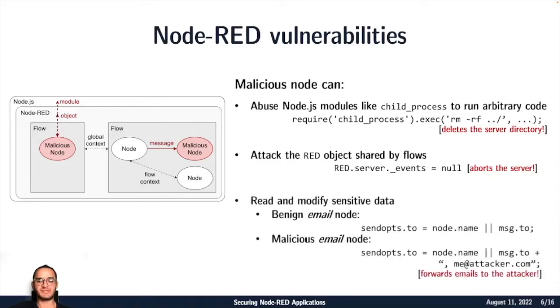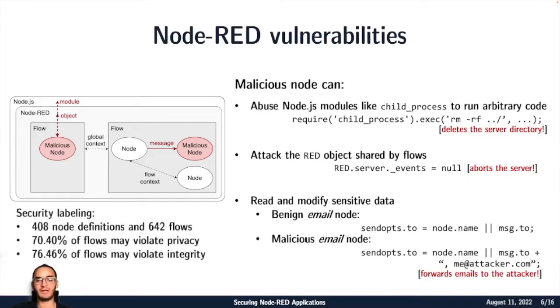At the level of users' data, for example, a malicious email node can change the source code so that the attacker receives a copy of every single email that the victim sends to anyone, by just adding his email address in the node's source code, which is not visible for the end user in Node-RED, unless they investigate the node's source code in the server's directories. Our empirical study shows that more than 70% of existing Node-RED flows may violate users' privacy and integrity.